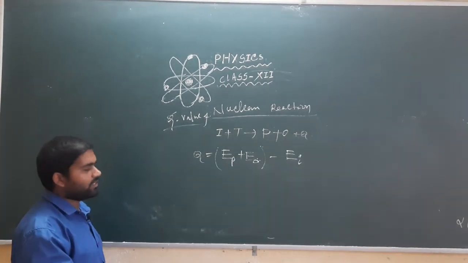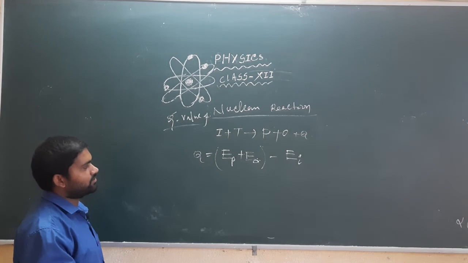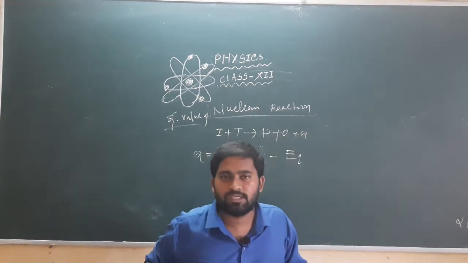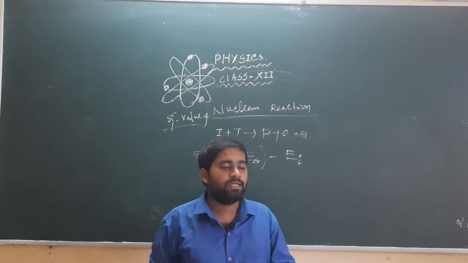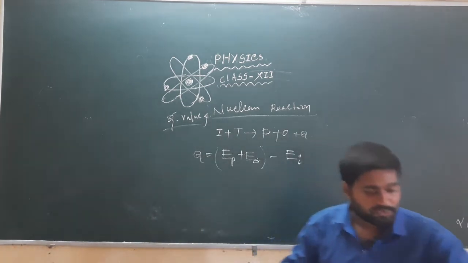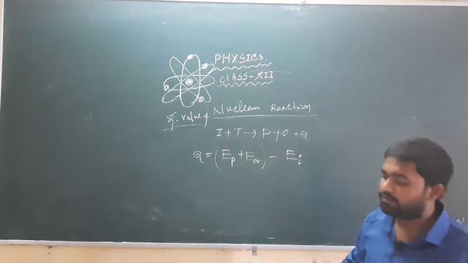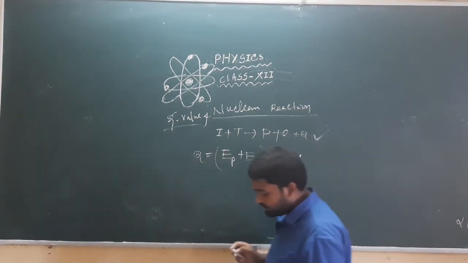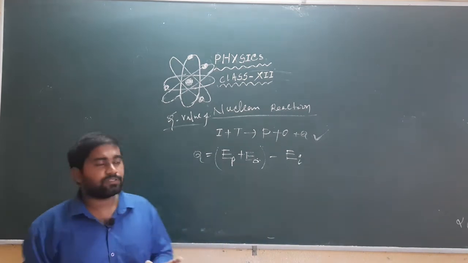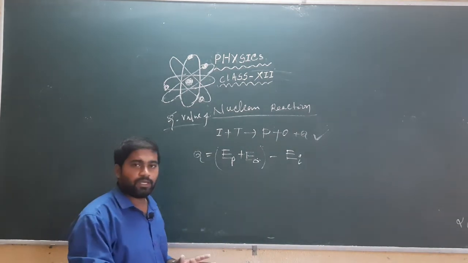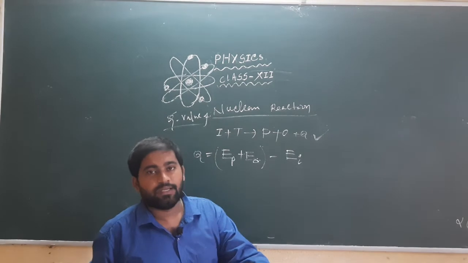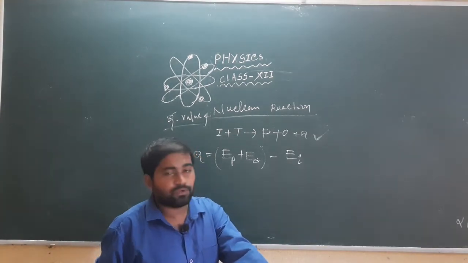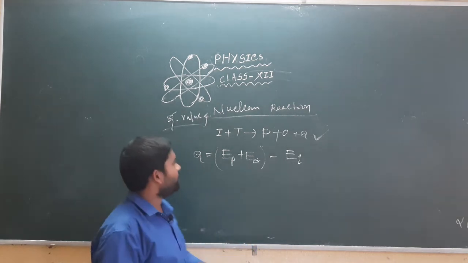We can calculate the Q value of a nuclear reaction by taking a simple example that helps you understand it more. Suppose we take a nuclear reaction like this one. In this reaction, what is the energy of the incident particle, the energy of the target, the energy of the product and the energy of the outgoing particle?